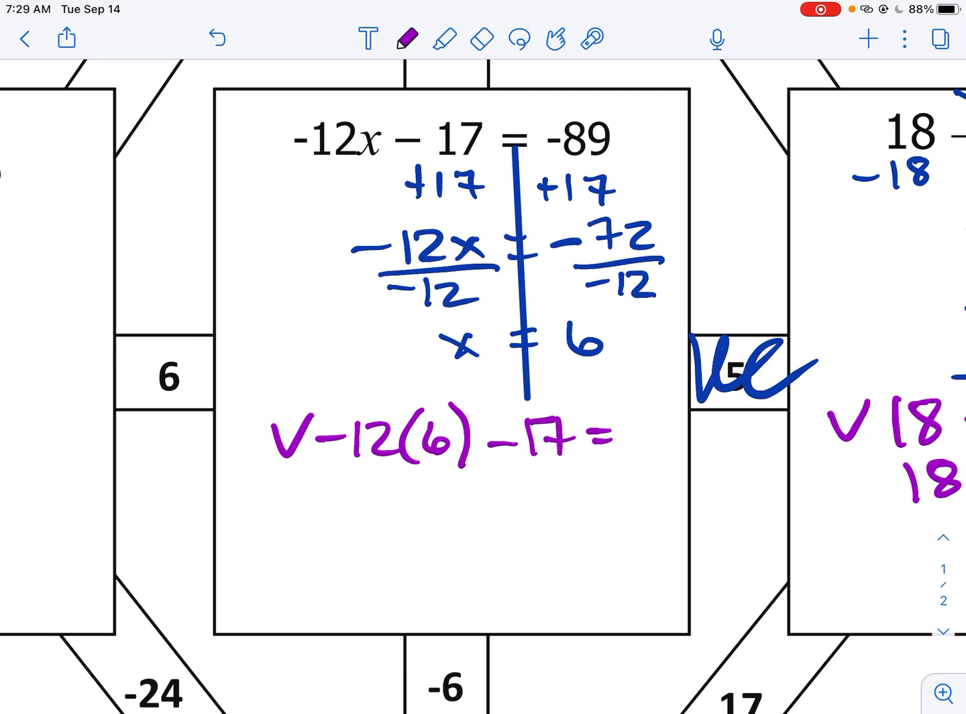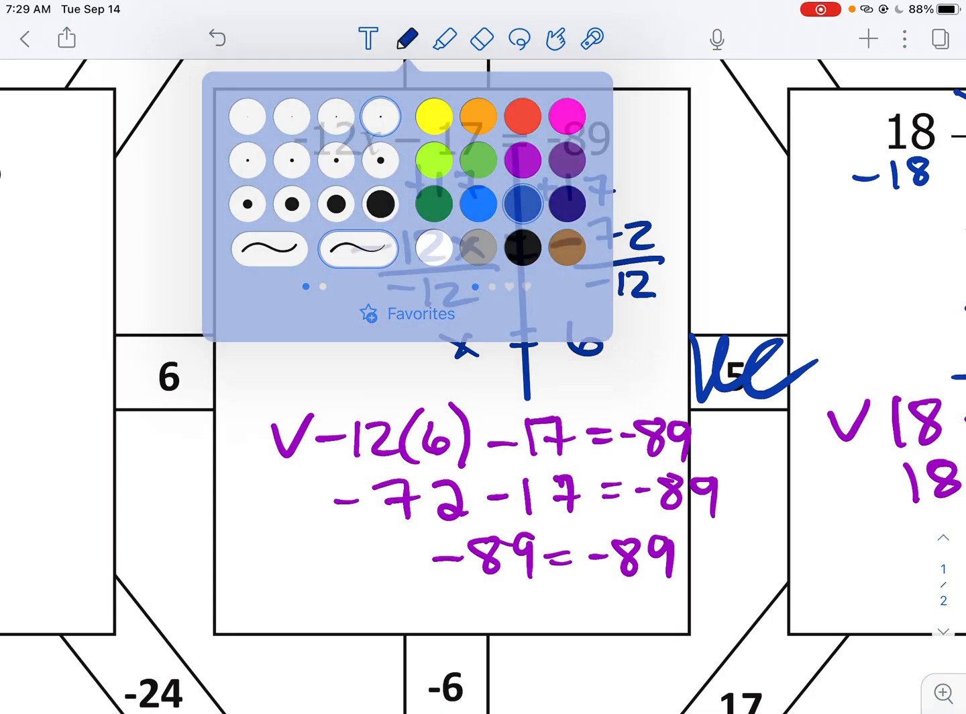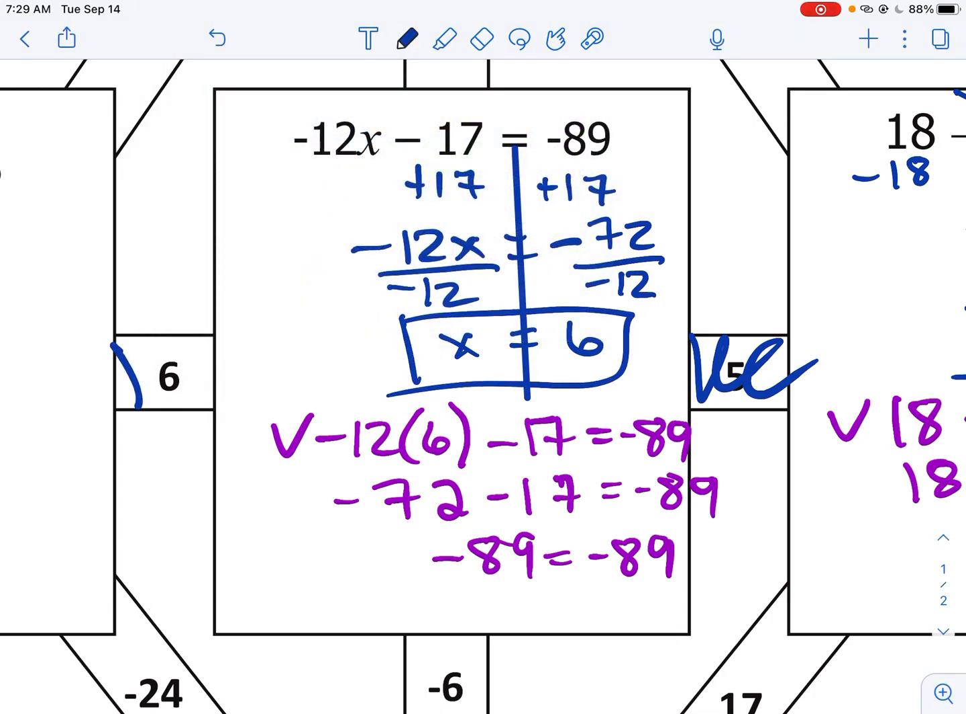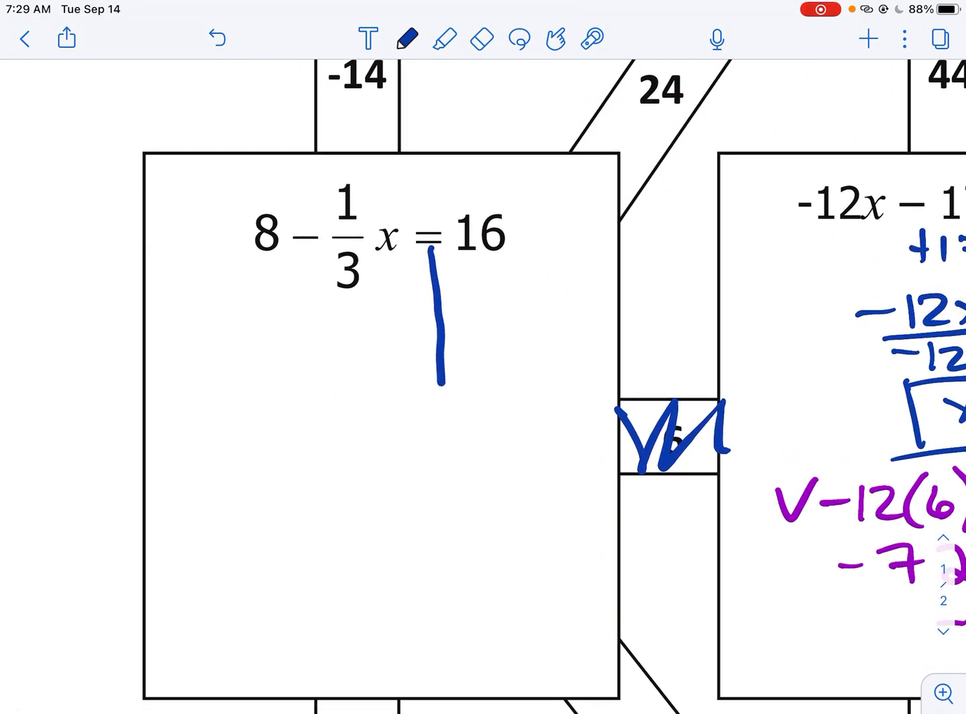I check my answer to make sure that I did the right work. Negative 12 times 6 minus 17 equals negative 89. Negative 72 minus 17. Okay, remember these two have the same sign, so we add them and keep the sign. So that would be negative 89 equals negative 89. Voila, we got the correct answer for this one. So I'm going in this direction.